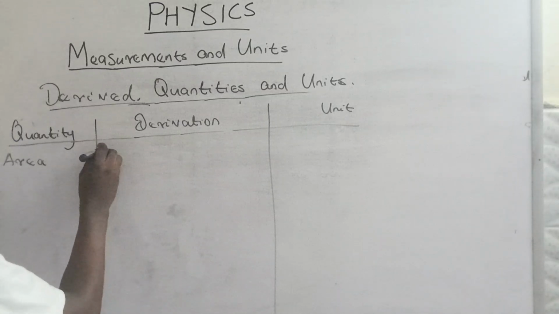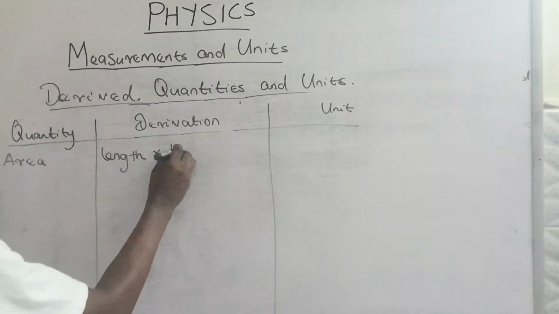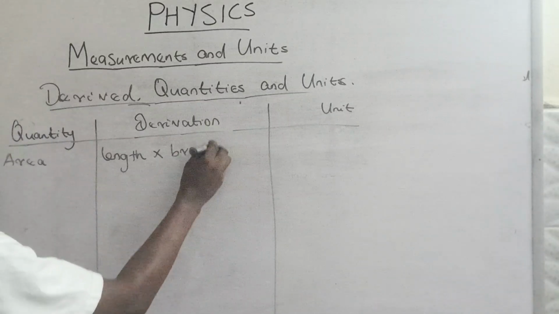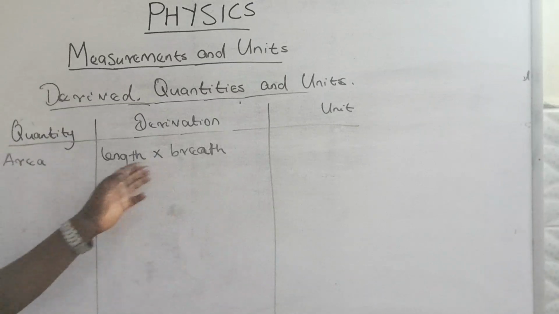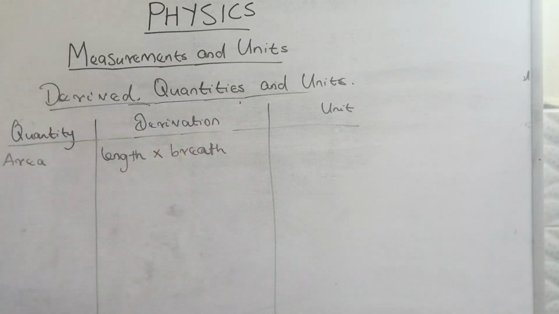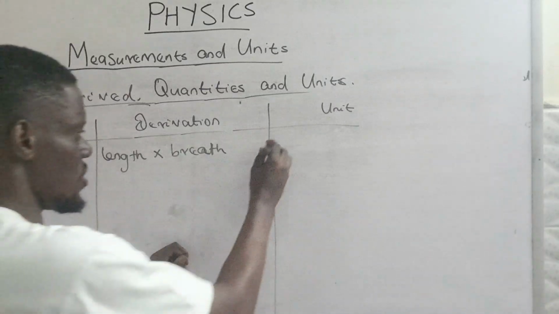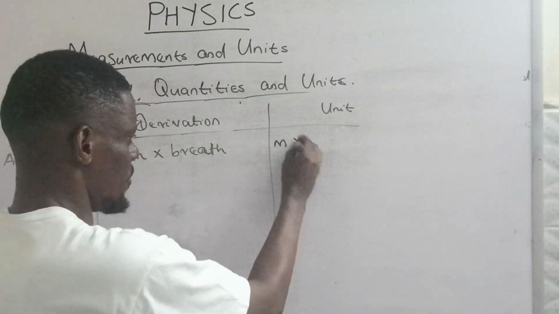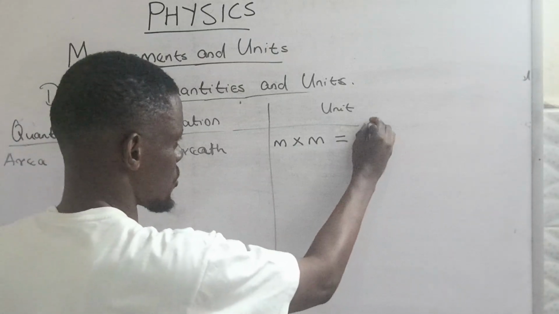The formula of area is given by length times breadth. So you can see that the area is a combination of two fundamental quantities, length and breadth. Breadth is a form of length. So to obtain the units, we use the unit of length to multiply the unit of breadth. So the unit of length is meter. Unit of breadth is also meter. So meter times meter will give us meter square.